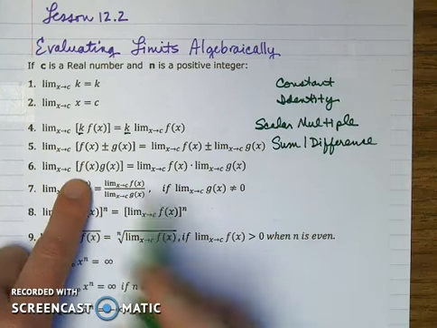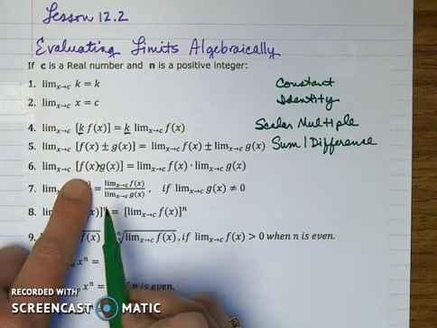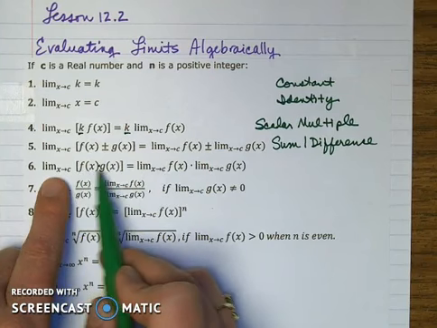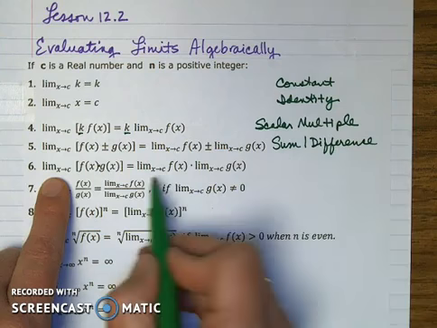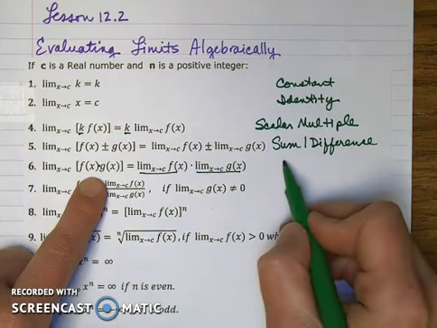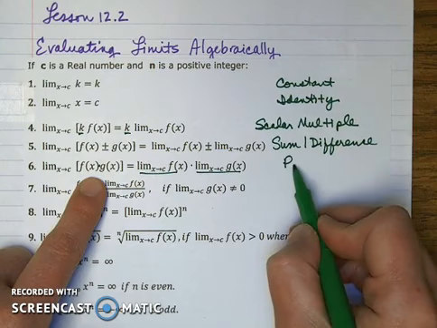This one, if they're multiplied, you have the product, and you can, again, split that up. So you're taking the limit of one times the limit of the second one. You can split it up if you want to, and this one is appropriately named the product property.